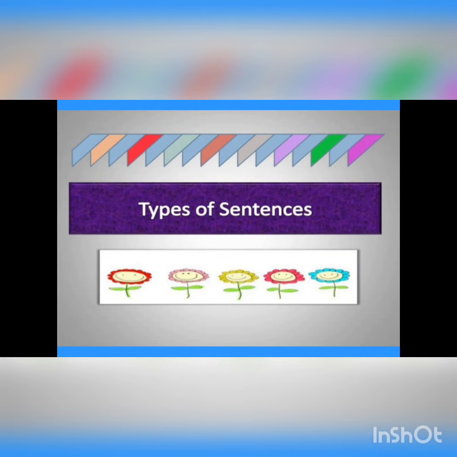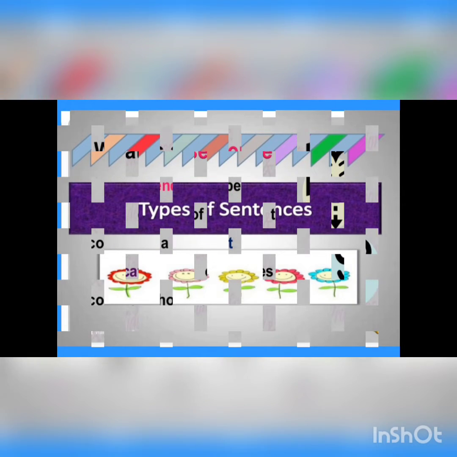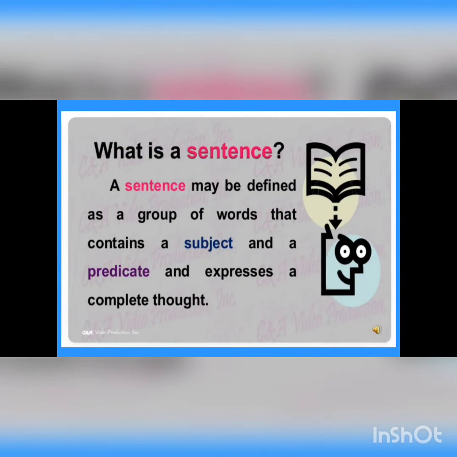In this video, we will be revising types of sentences. We use sentences to express our thoughts and emotions. So, what is a sentence? A group of words that makes complete sense is called a sentence. A sentence expresses a complete thought.